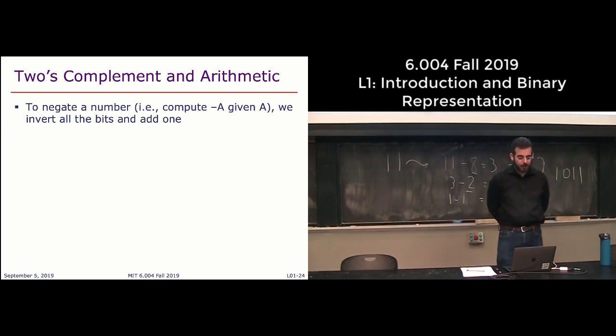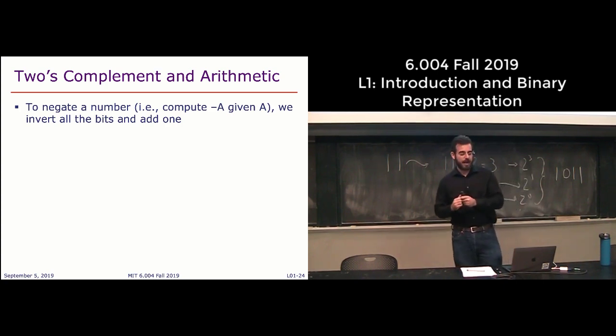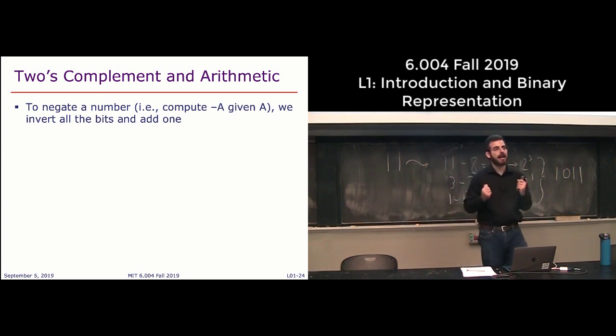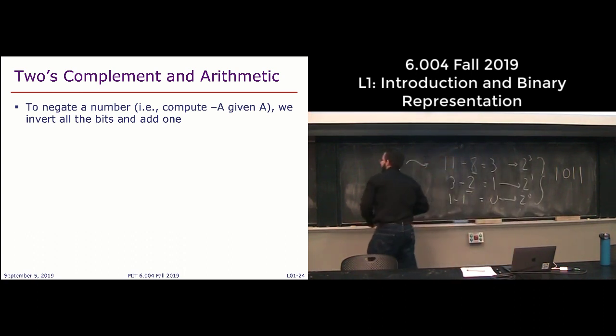So first let's see how to negate a number. So if I give you A encoded in binary, how do you compute -A? And the procedure here is to invert all the bits and add 1 to the result. So let me just introduce the first Boolean operation. We're going to see a few.